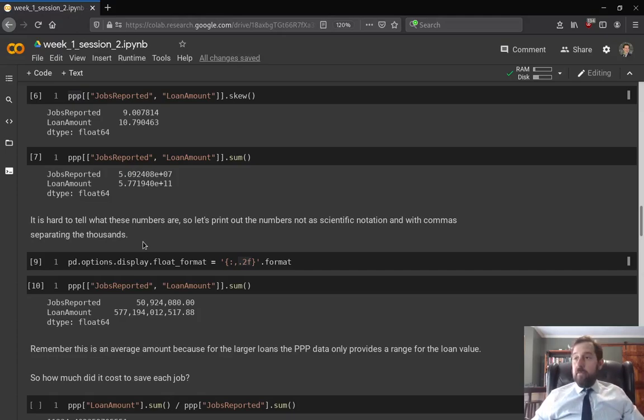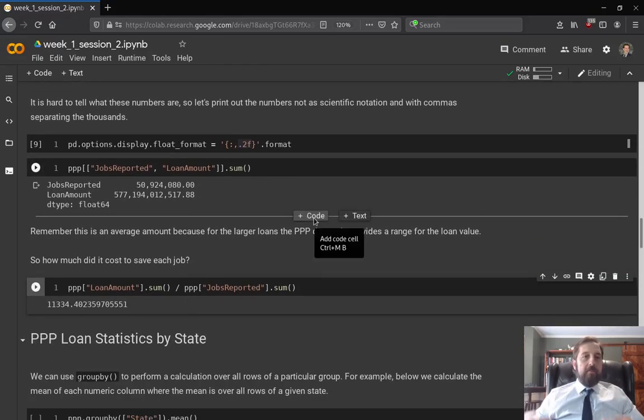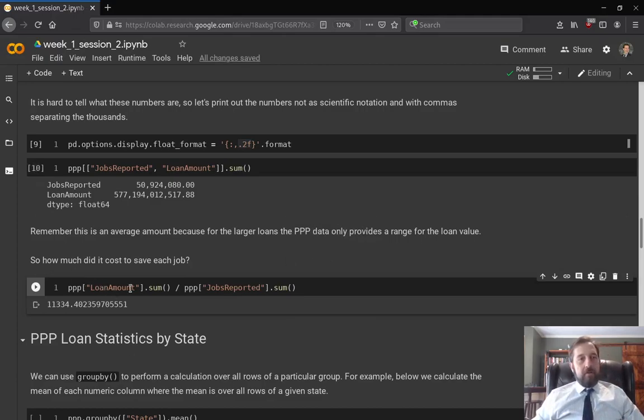So right now we can immediately find something else that's interesting and say, okay, well, how much did it cost to save each job? So here we can just divide the total loan amount, selecting the loan amount column of the data frame and summing it, right, and divide that by the total number of jobs reported, and we see that for each job saved, right, it cost $11,334 in loans, which seems like a pretty good deal. Good. So this gives us an idea of the entire program.